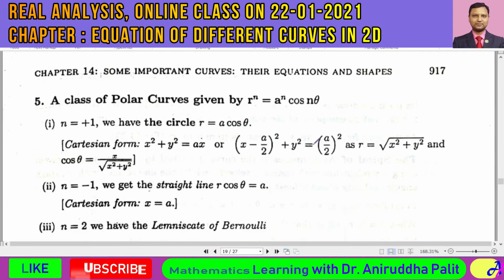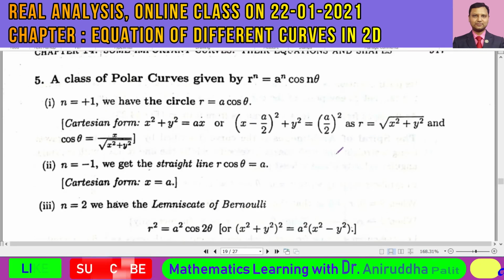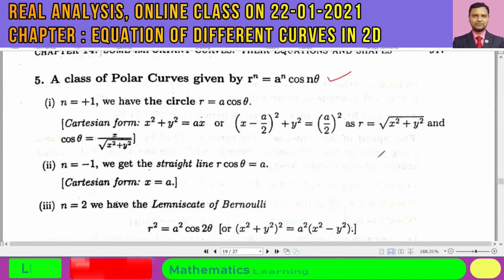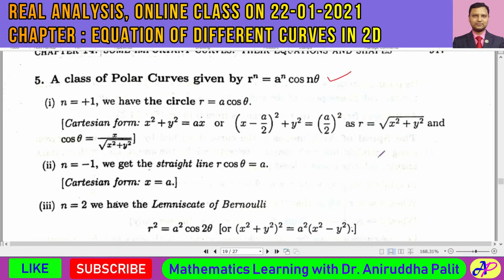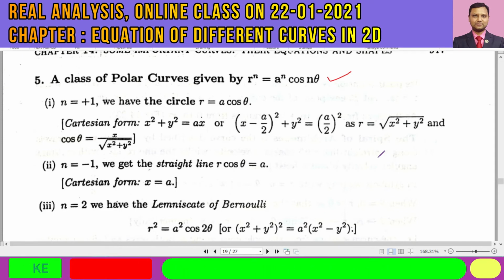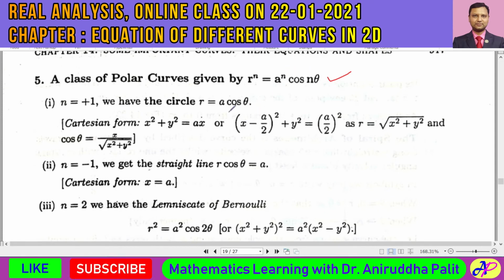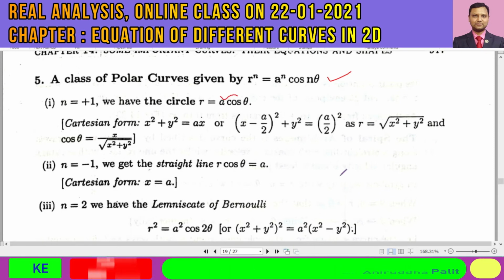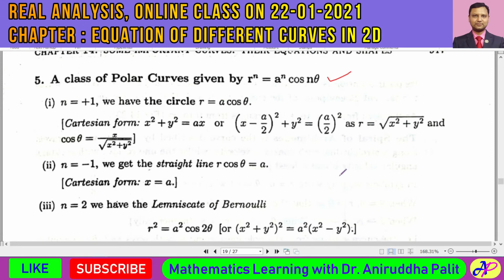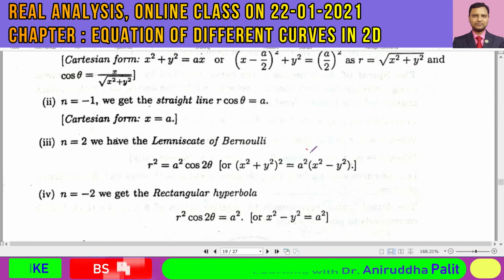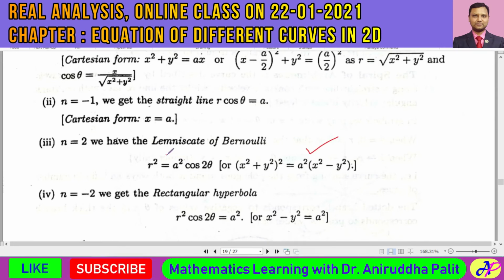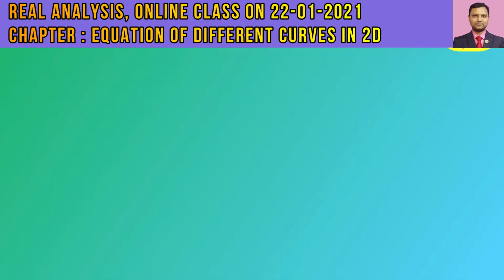We have one or two more special kinds of curves. These are called polar equations of this kind of curve: r to the power of n is equal to a to the power of n cos of n theta. Whenever n is equal to 1, we get a circle. This would be the equation of a circle. And whenever n is equal to 2, we get the lemniscate of Bernoulli. So separately, we have studied many of these equations.